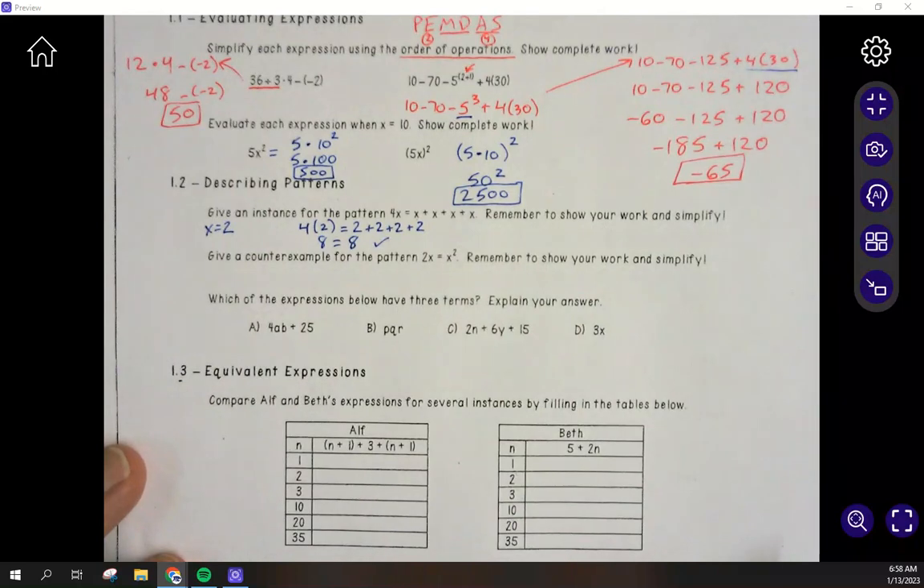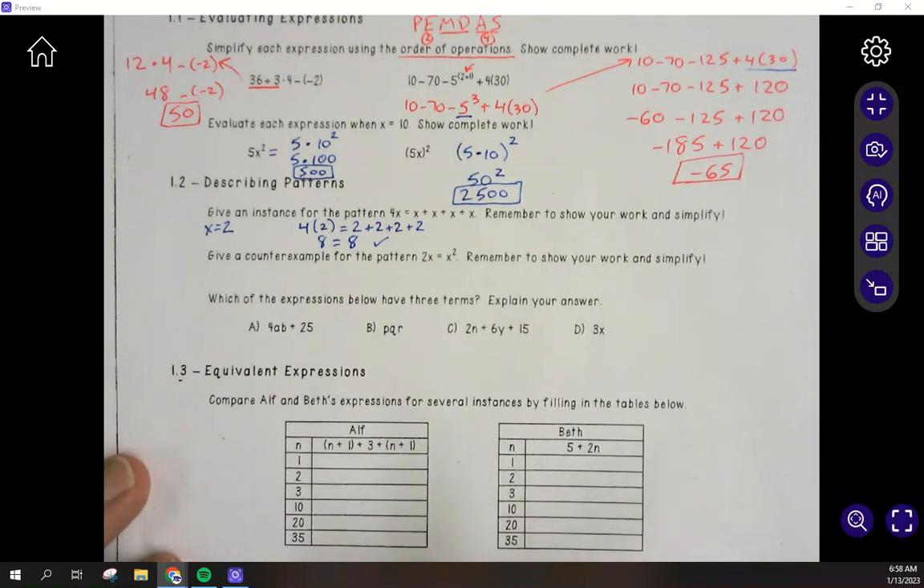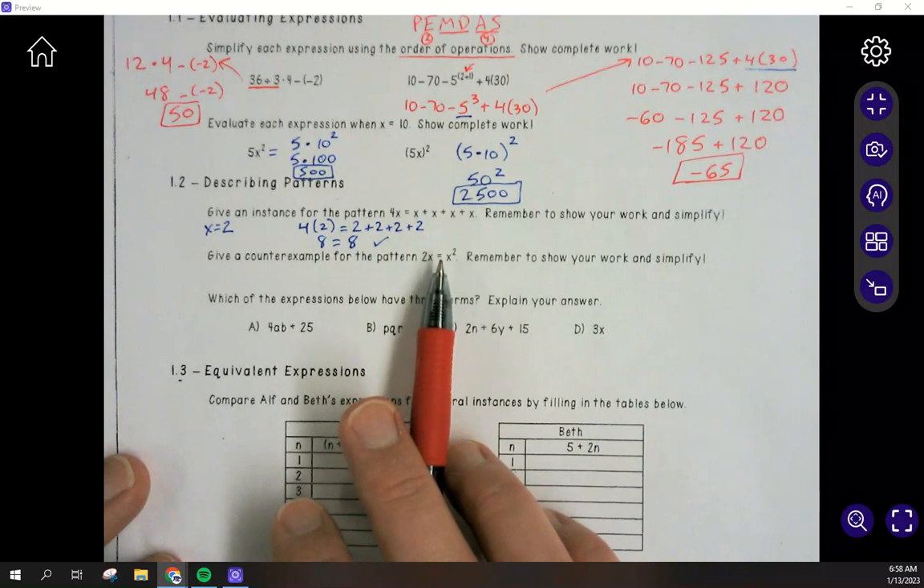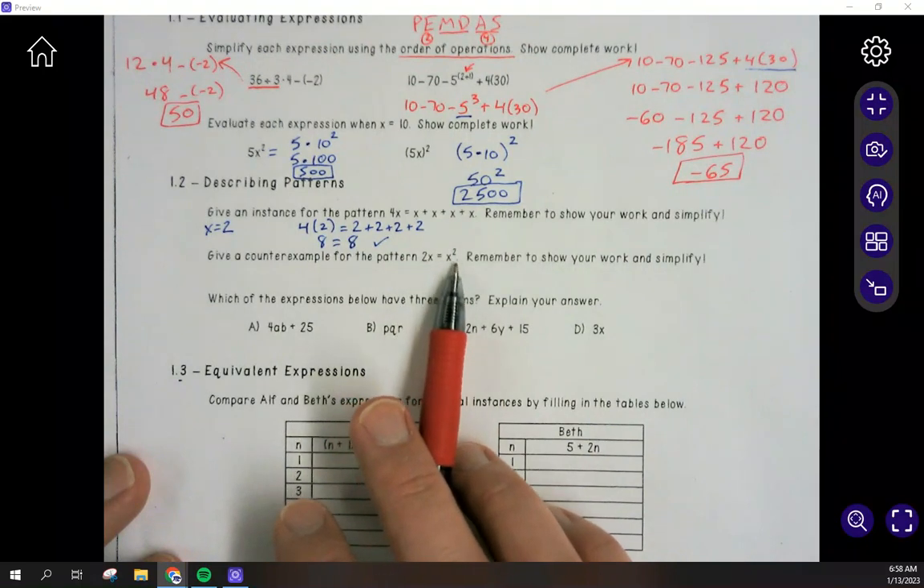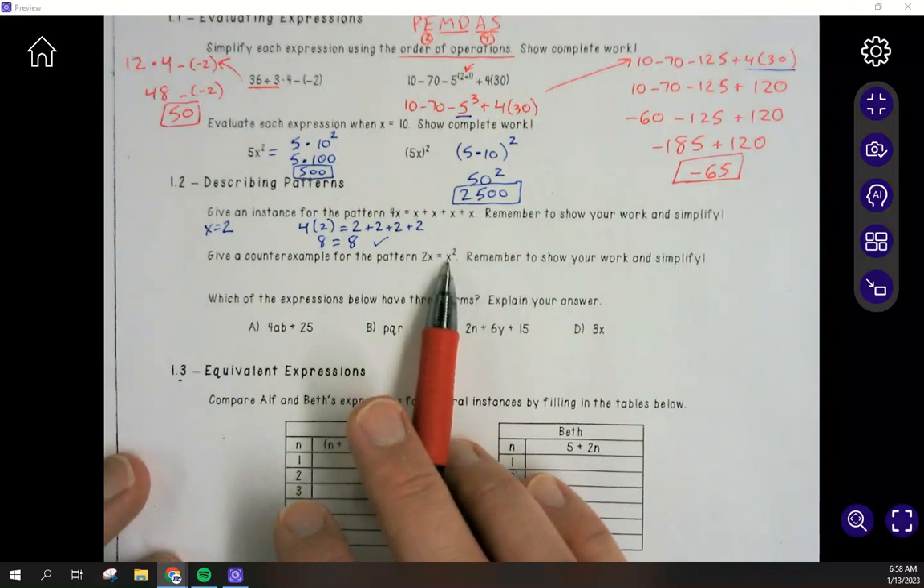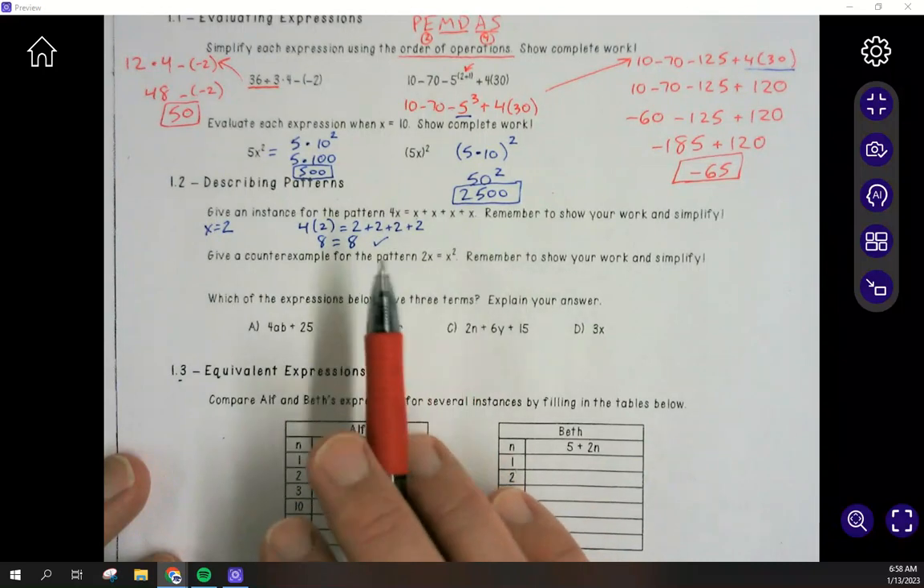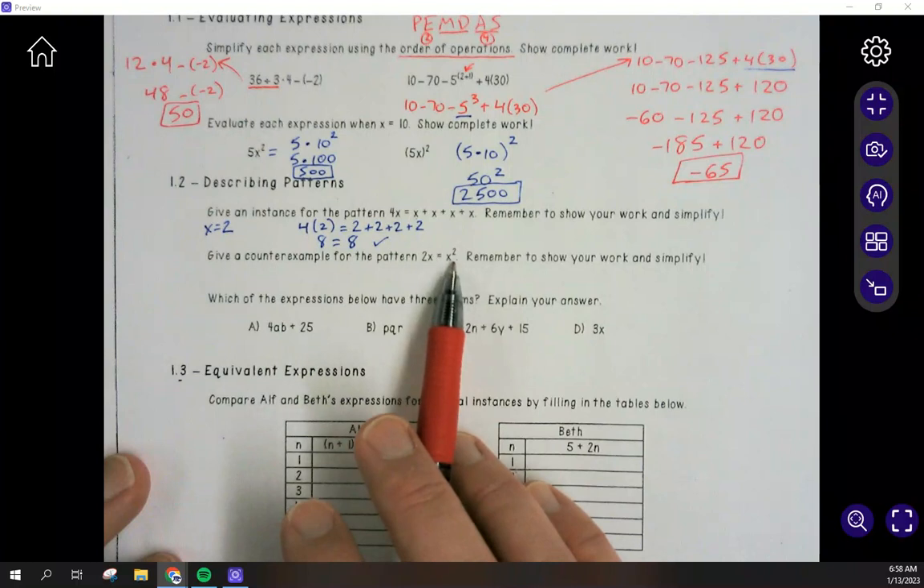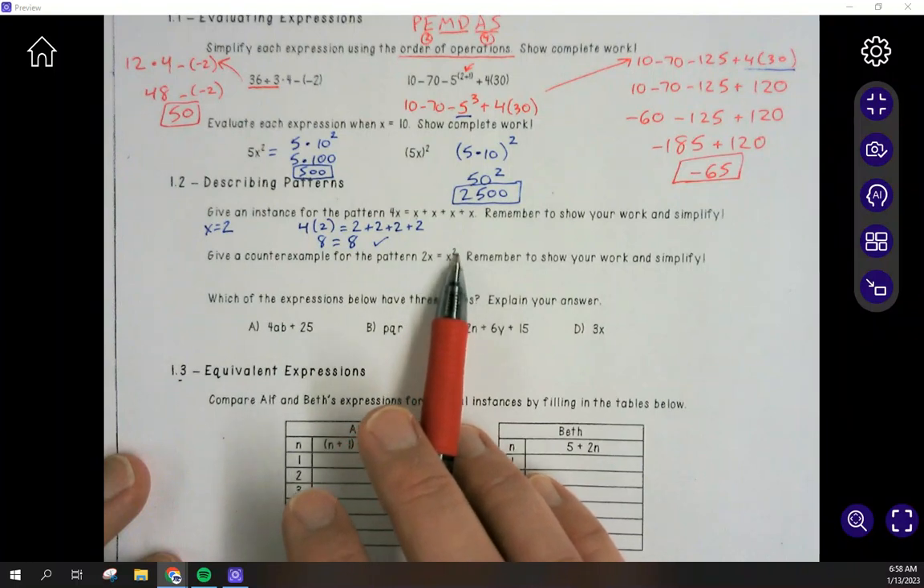Now they want you to give a counterexample for this one. So a counterexample proves that this is not always true. It's an example where this is not true. So I should get a different number on each side. So let's say you picked 0. 2 times 0 is 0. 0 squared is 0. That would be an instance because 0 does equal 0. I need to choose a number where this is not going to be true.